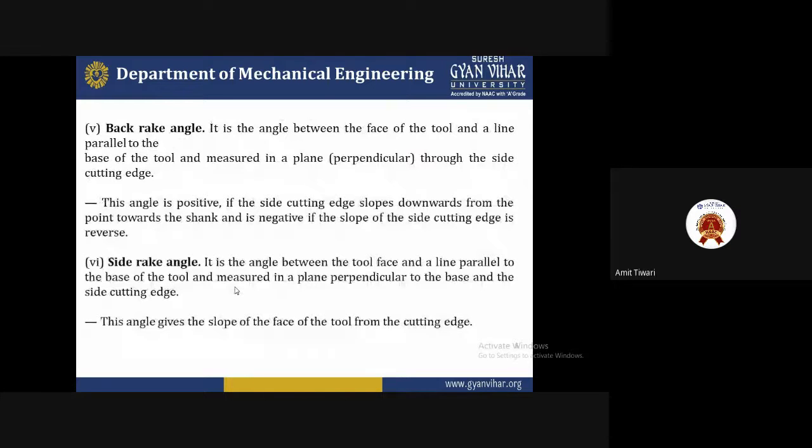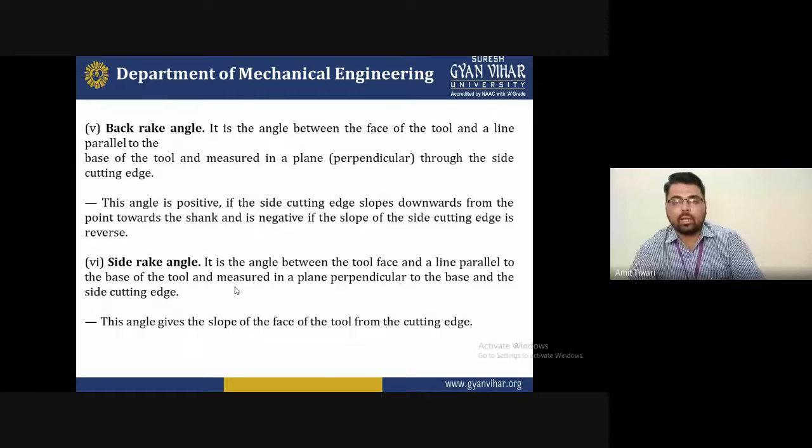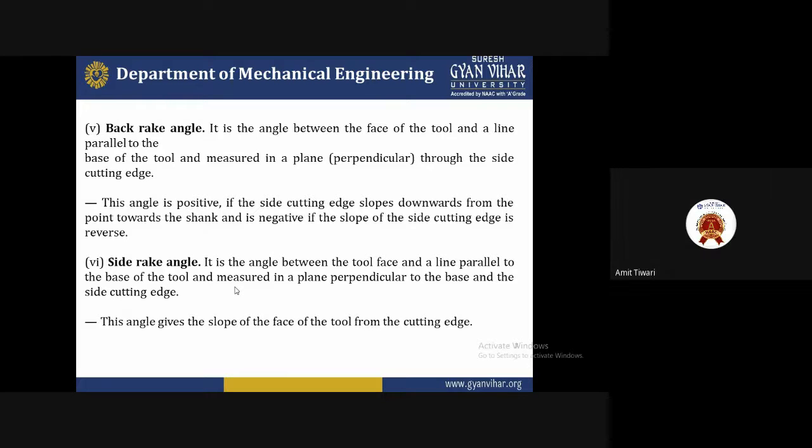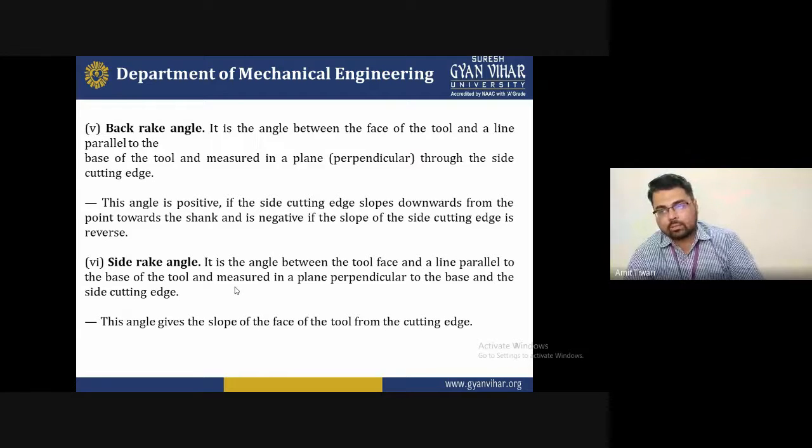Next is the back rake angle. It is the angle between the face of the tool and a line parallel to the base of the tool, measured in a plane perpendicular to the side cutting edge. I repeat, it is the angle between the face of the tool and the line parallel to the base of the tool. So this is the back rake angle.